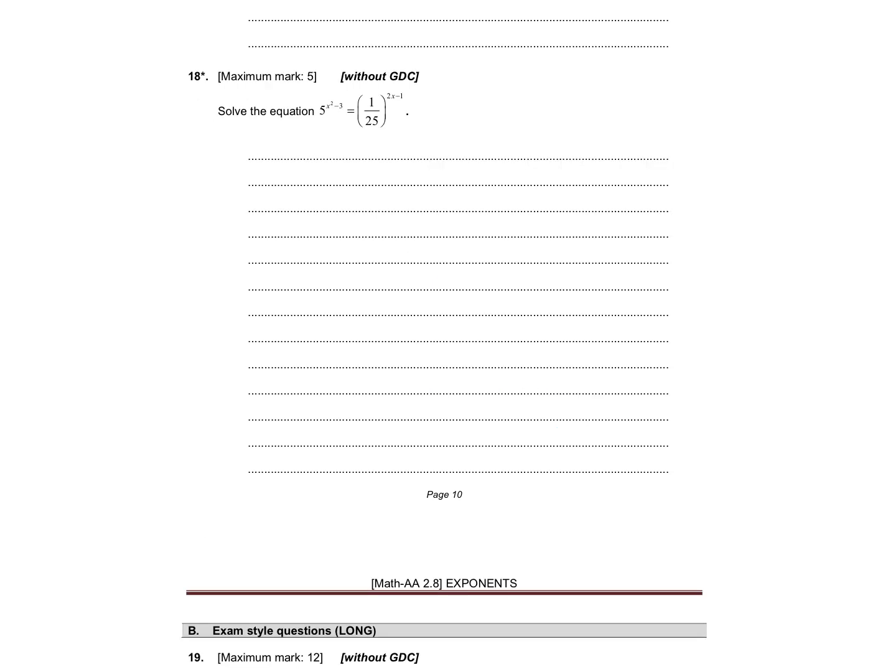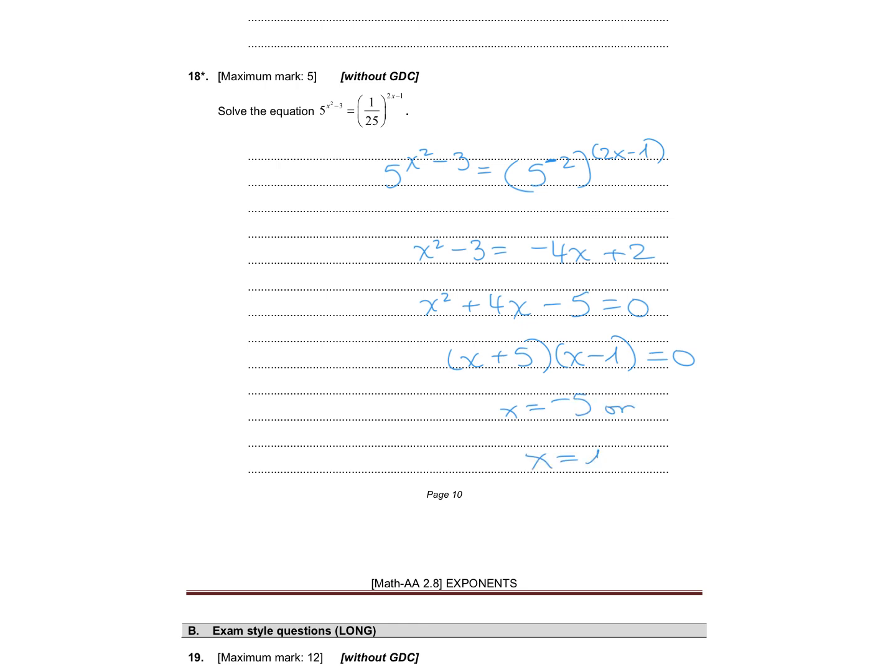For 18, these are powers of 5. This is 5 to the negative 2, and that's 2x minus 1. So we're going to have x squared minus 3 equals negative 4x plus 2. Quadratic, so we have to get it equal to 0. Factor. So x is -5 or x is 1.